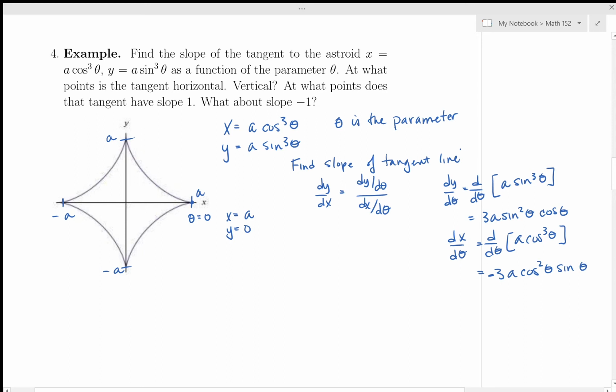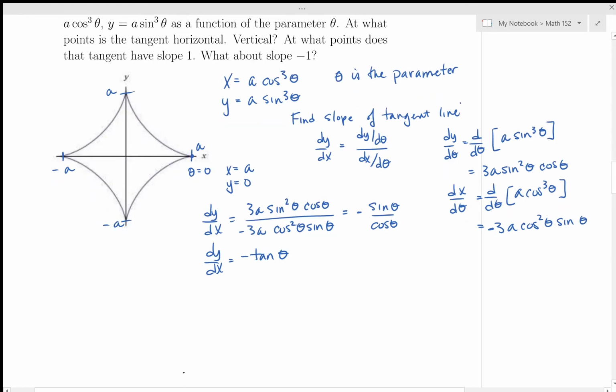Okay, so I have dy by d theta and dx by d theta. So to get dy by dx, I will take the ratio. dy by dx is the ratio of dy by d theta, 3a sine squared theta cos theta, divided by 3a cos squared theta sine theta. And lots of things cancel out, so this becomes minus sine theta over cos theta, and that is dy by dx is going to be minus the tangent of theta.